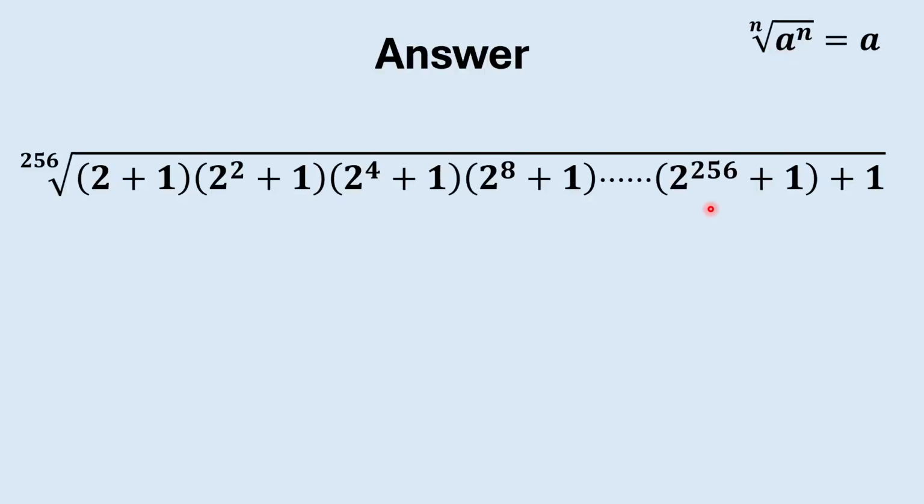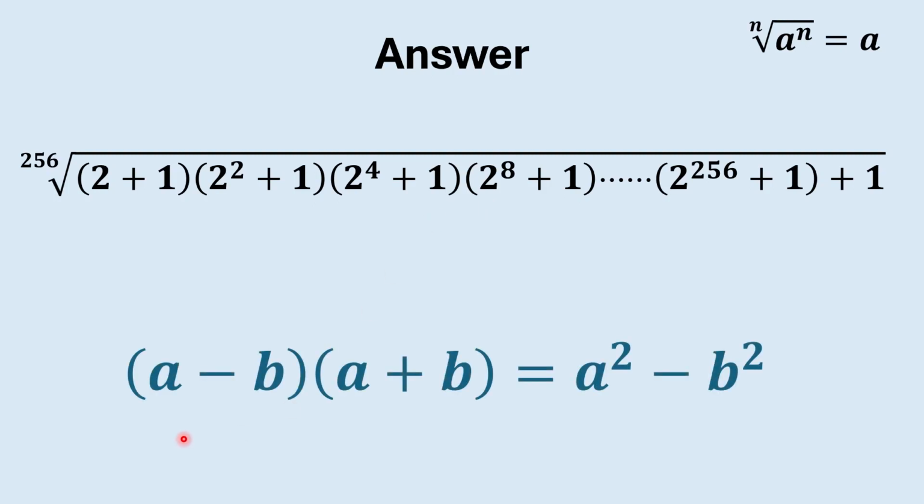And for this expression, we do have 2 to the power of 256 here, so this gives us some hope. We also observe the pattern: 2 plus 1, times 2 to the power of 2 plus 1, times 2 to the power of 4 plus 1, and then 2 to the power of 8 plus 1. Sooner or later, I do hope you will find the use of a very important mathematical formula, which is (a minus b) times (a plus b) is equal to a squared minus b squared. This formula is so important because from left to right, it's about opening the brackets, and from right to left, it's about factorization. This formula will prove extremely useful to simplify the calculation here.